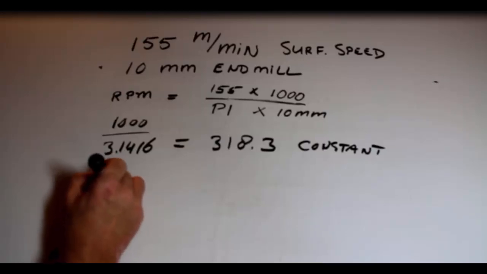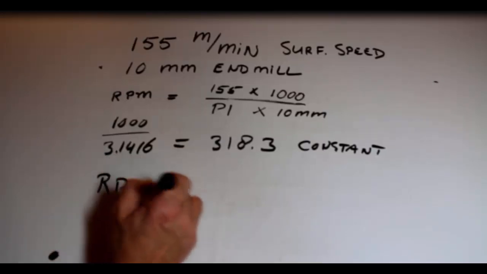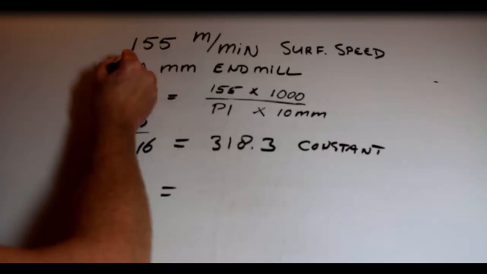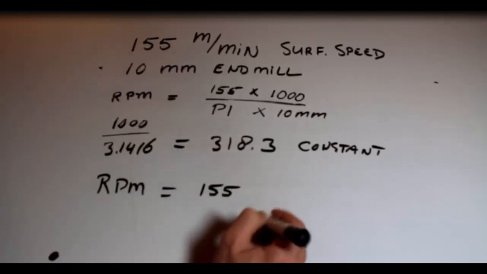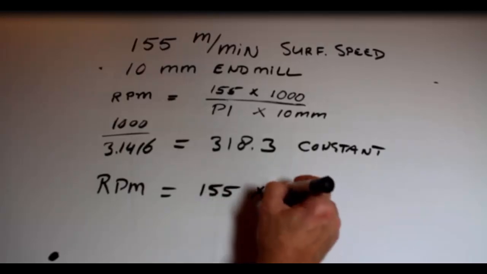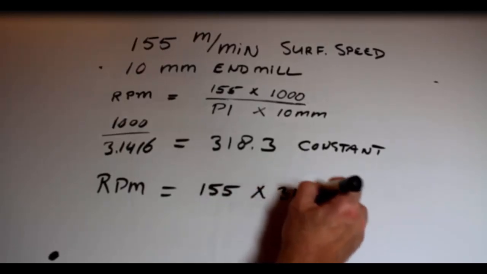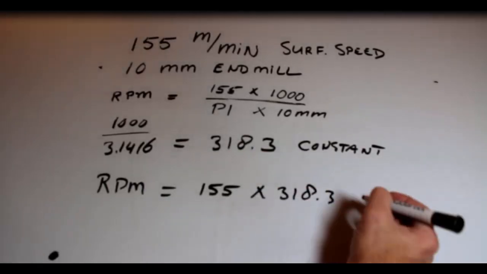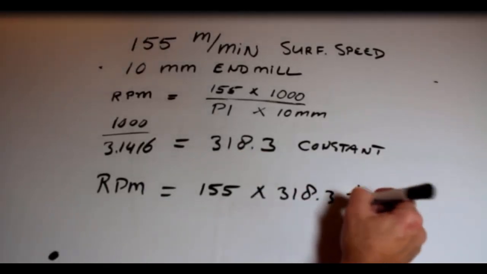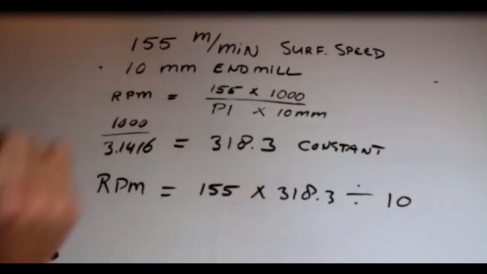So now, if you want to calculate the RPM, you take the recommended surface speed, which in this case is the 155. You multiply that times 318.3, which is the constant we just came up with, and that is always going to be the same. And then you divide it by the 10 millimeter diameter tool. So that simplifies things a little bit.